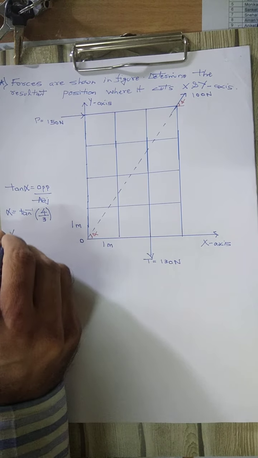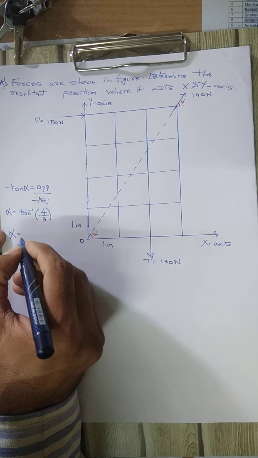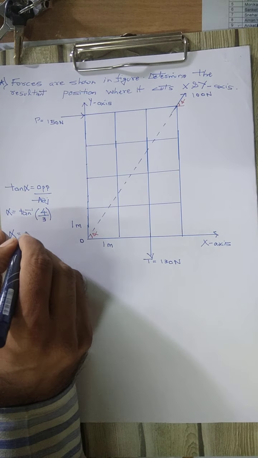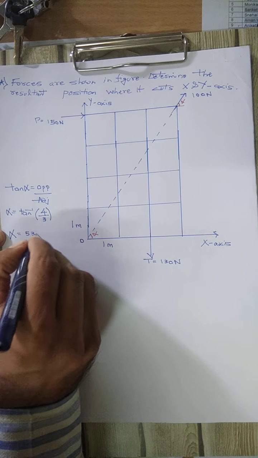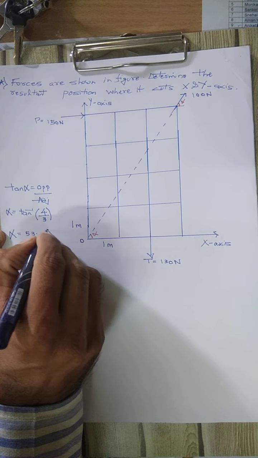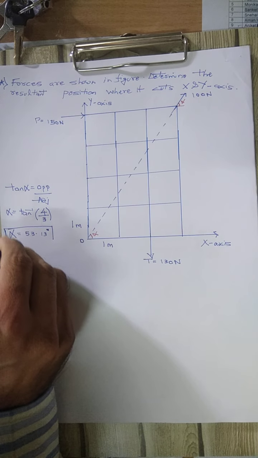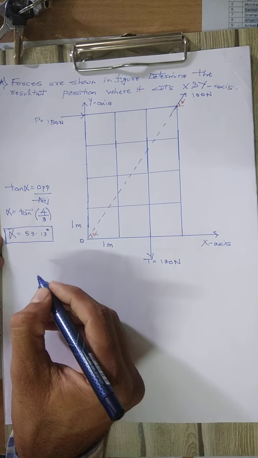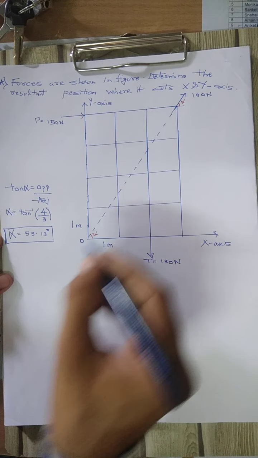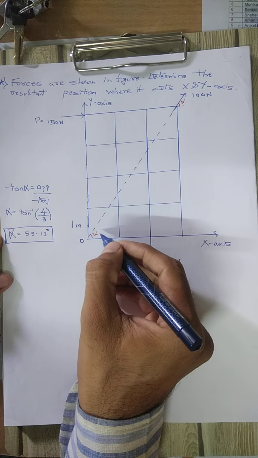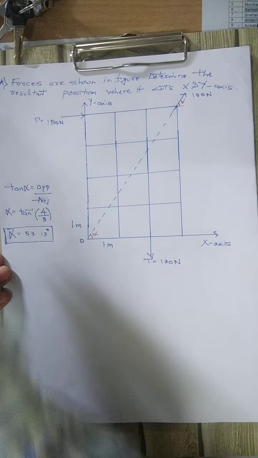What is the angle made by this 100 Newton with respect to the x-axis? It comes to be 53.13. You can calculate this angle with the help of a calculator also. So alpha is equal to 53.13. That means the angle made by this 100 Newton with respect to the x-axis is 53.13 degrees.